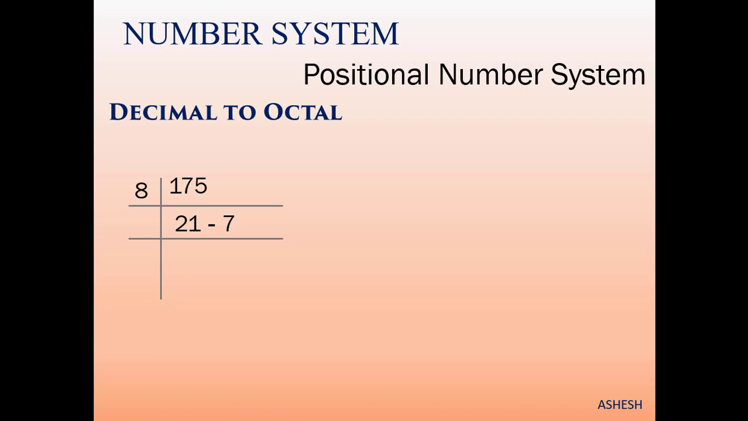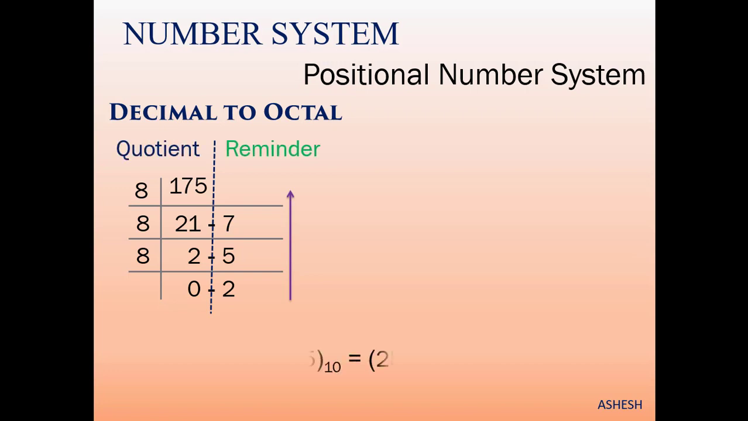Again, we'll divide quotient 21 by 8. Then we'll get 2 as quotient and 5 as remainder. Again, we will divide 2 by 8. But it's not possible because 2 is less than 8, so it can't divide, so there will be no quotient. The 2 will be the remainder. So our answer is 257. Now we can write decimal number 175 equal to octal number 257.